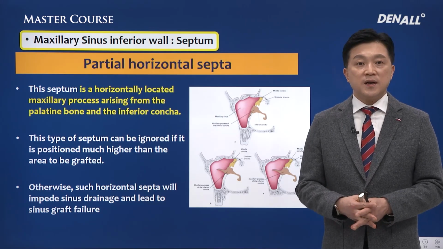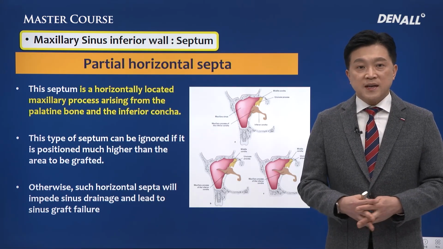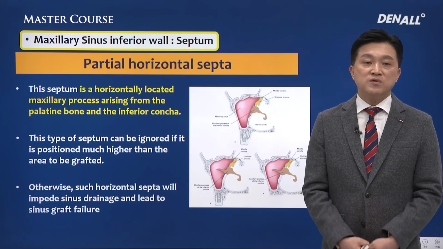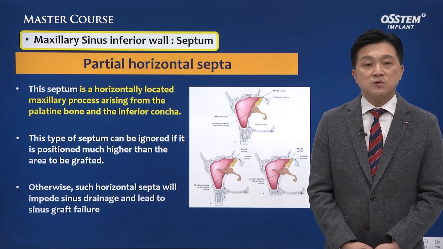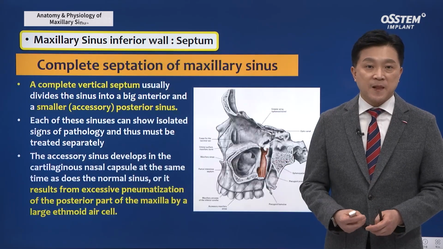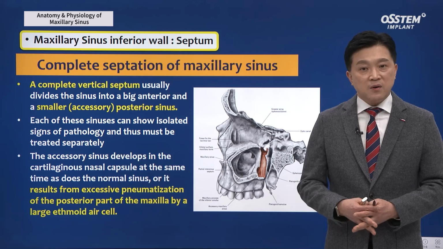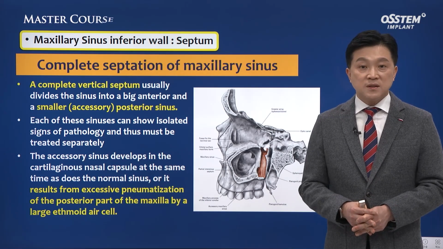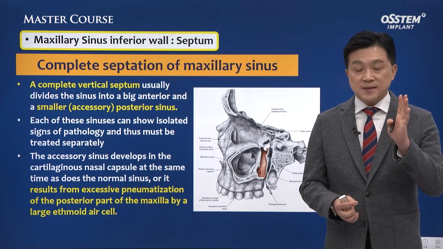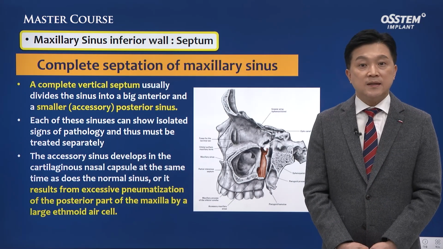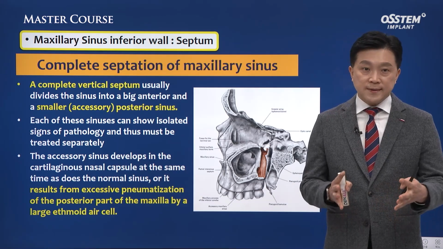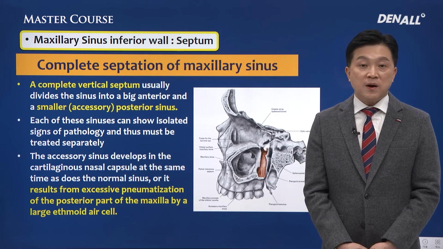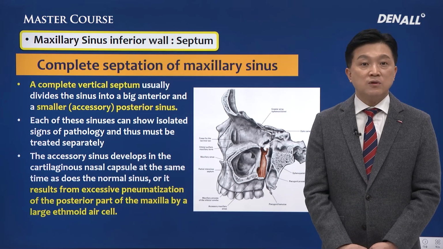In the case of partial horizontal septa, the precautions we need to take is that after sinus surgery, because of this, drainage may not occur properly, and as a result, problems may occur. This is the clinical implication that we need to be aware about. It is difficult to call this a septum, but there can be complications related to complete septation. By complete septation, it refers to a situation where sinus is completely divided into two, and the bigger part is referred to as the sinus and smaller part as accessory sinus. When a single sinus is divided into two compartments, we refer to this as complete septation.